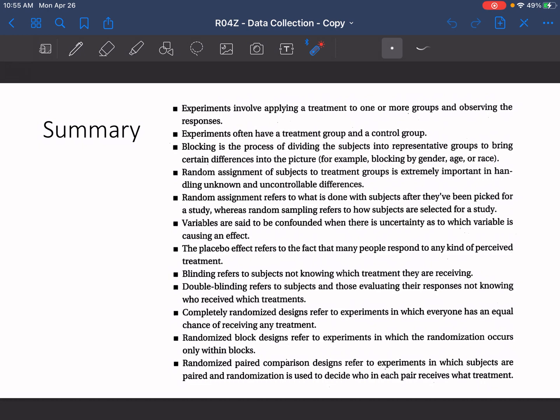Randomized block designs refer to experiments in which the randomization occurs only within blocks, and randomized paired comparison designs refer to experiments in which subjects are paired and randomization is used to decide who in each pair receives what treatment.